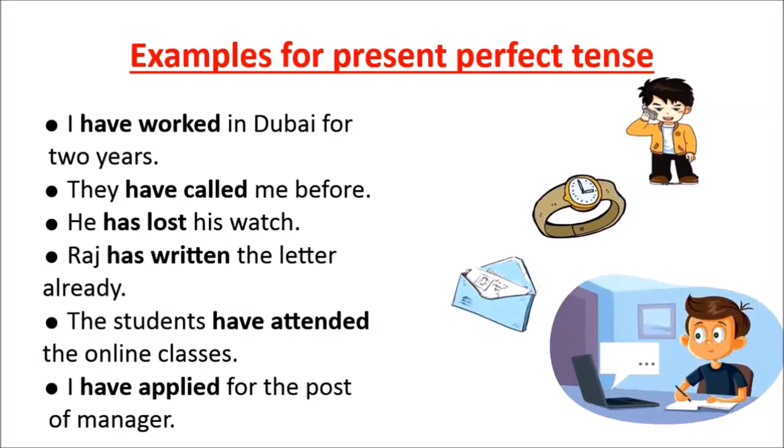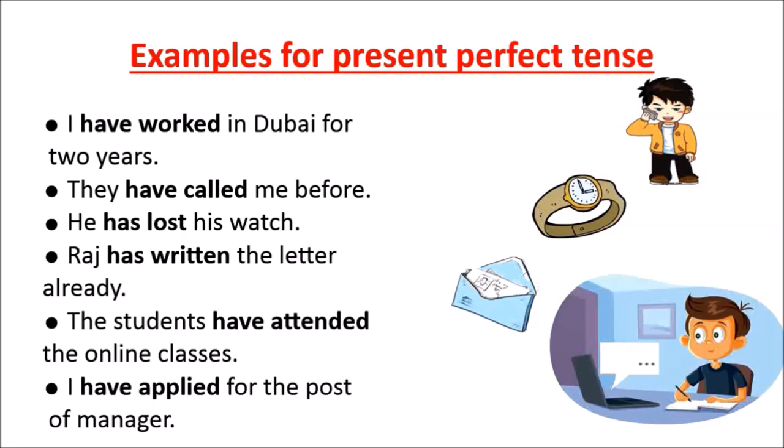The students have attended the online classes. So the students have attended here refers to which tense? Present perfect tense. Okay, so have attended the online class means that this action can also occur in the present or in the future. So chances are there. So online classes are regular thing, right? Regular practice we are doing online classes. So that's why they are using what? Have attended. Understand? Look at the next example.